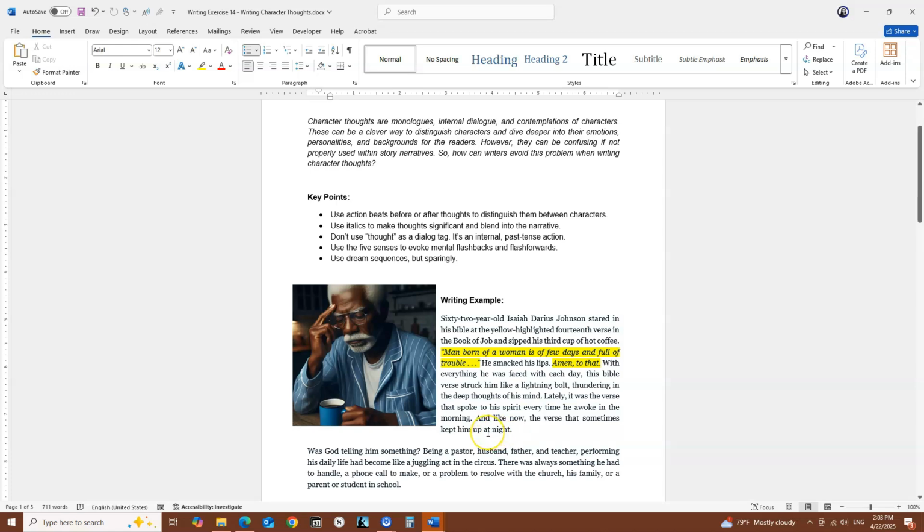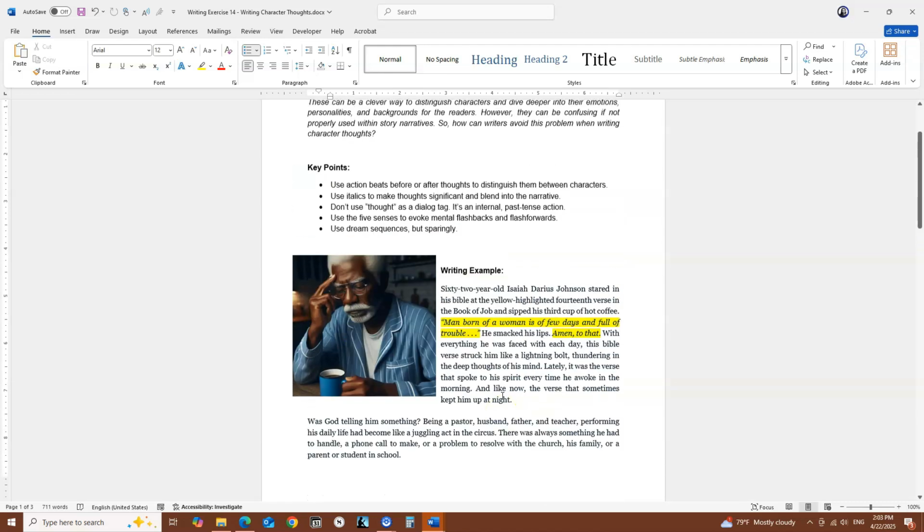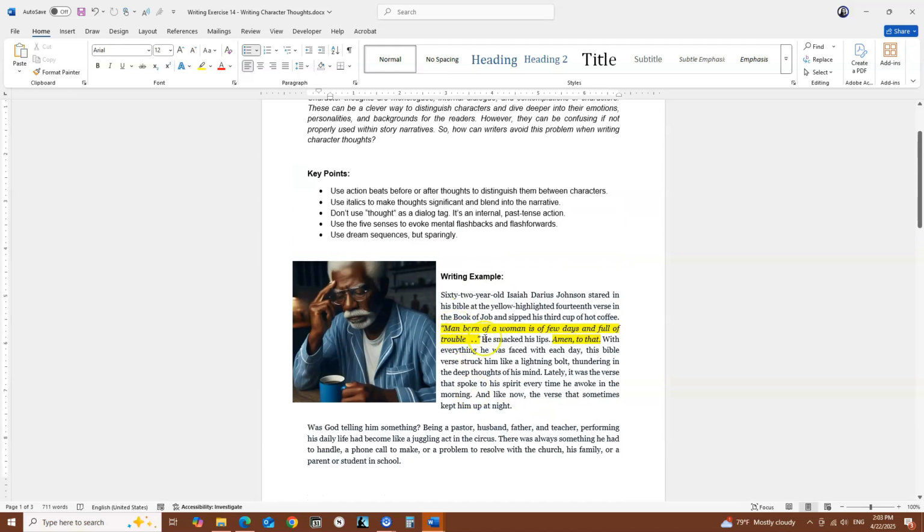a dialogue tag. For example, Isaiah thought, for example. Instead of putting Isaiah thought, just blending the thought into the narrative instead with action beats before and after. I'm just going to read through this passage real quick just to show how one can do that.